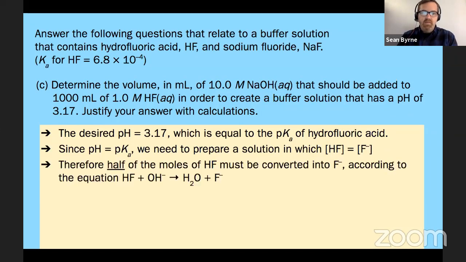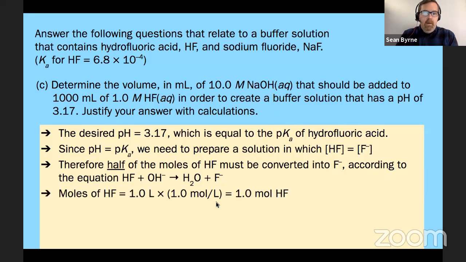So half of the moles of HF must be converted to F minus. Okay, and then here's the equation. This is the neutralization equation that's going to tell us how we convert HF into fluorides, right? So our moles of HF, how did we get this? Let's look back up at our equation up here.